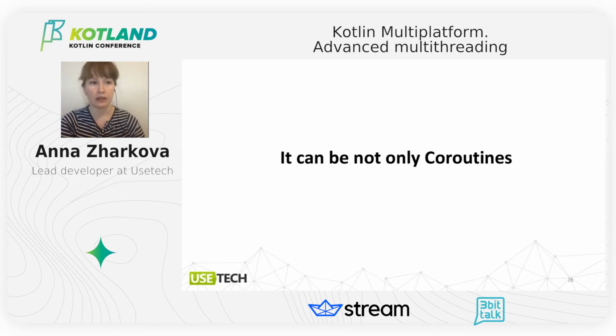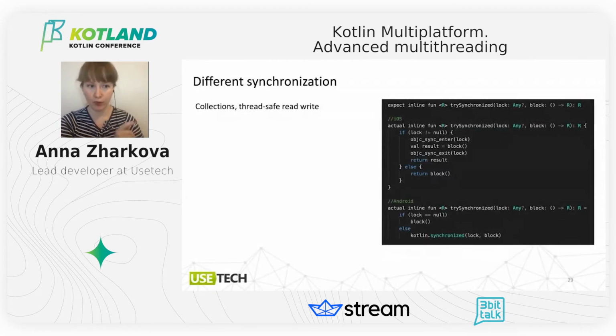We can implement concurrency in a Kotlin multi-platform application not only with coroutines. Also, before we see this mechanism, we should speak about synchronization. Synchronization is used for thread safety with several collections or some variables and read-write operations. It is also different in Kotlin JVM and in Kotlin native, because it's different in Android and in iOS. That's why we need to implement it differently with expect actual modifiers, and it will use object monitor in the iOS main part, and Kotlin synchronized in the Android main part of your application.